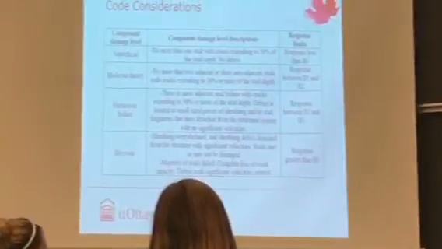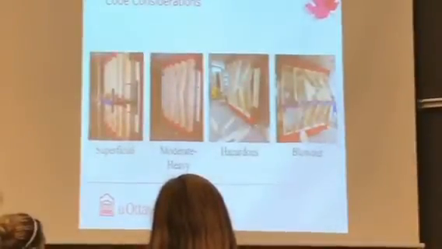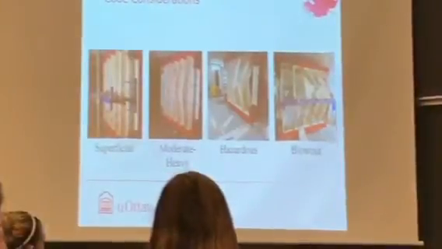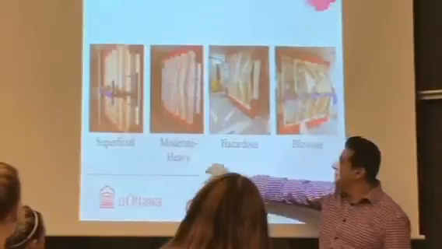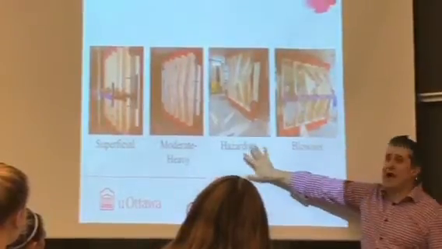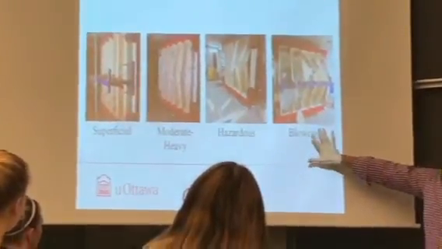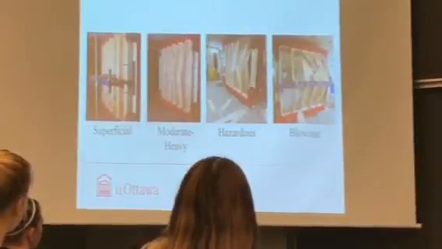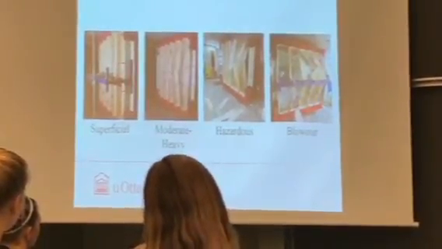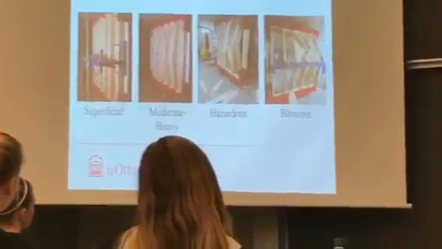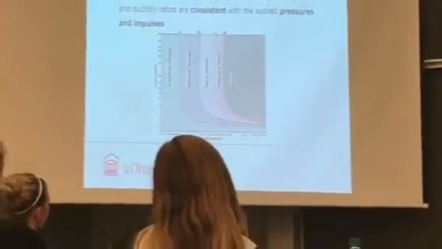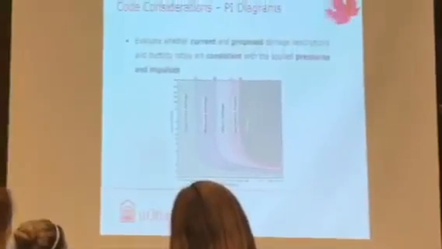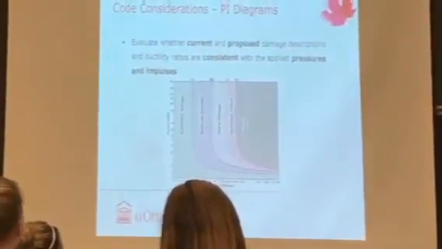And so what we've done, to help the designer, to help the code, is we've established that this is a superficial damage, this is a moderate damage, this is a hazardous damage, and this is what we call blowout. We have 4 regions. So we describe it to them, we show them pictures of it, and then finally, the last bit of information that I think you should know about blast design in a dynamic course is something called PI diagrams, pressure impulse diagram. Does anybody know what that is?